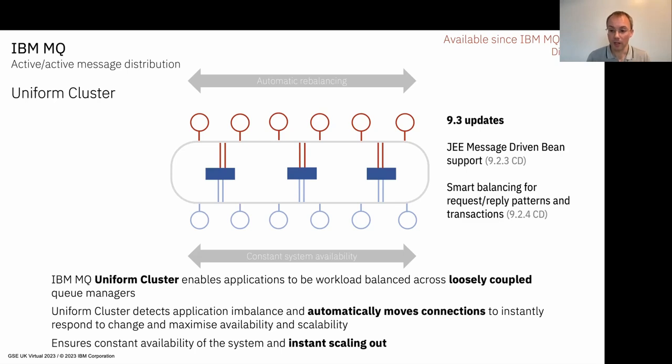Similarly, for those applications that are performing multiple messaging operations within transactions, you don't want to be forcing the applications to move to a different queue manager in the middle of a transaction. You want to wait until it's completed that unit of work before asking it to move. Otherwise, the transaction gets rolled back. So again, we've added some capabilities here to be a bit more intelligent around when we might ask applications to connect to a different queue manager in the group.